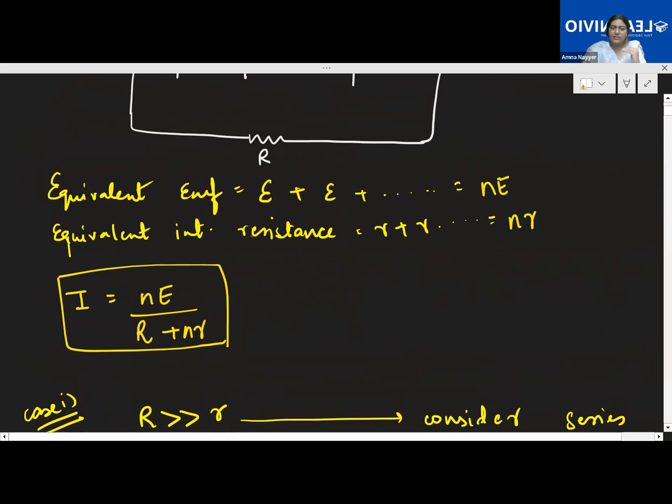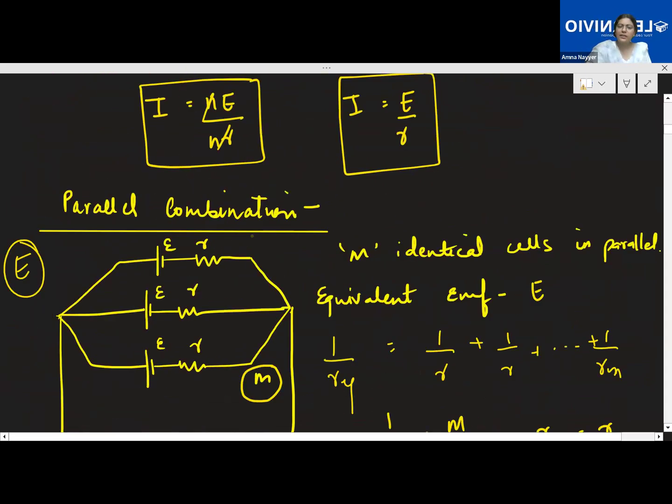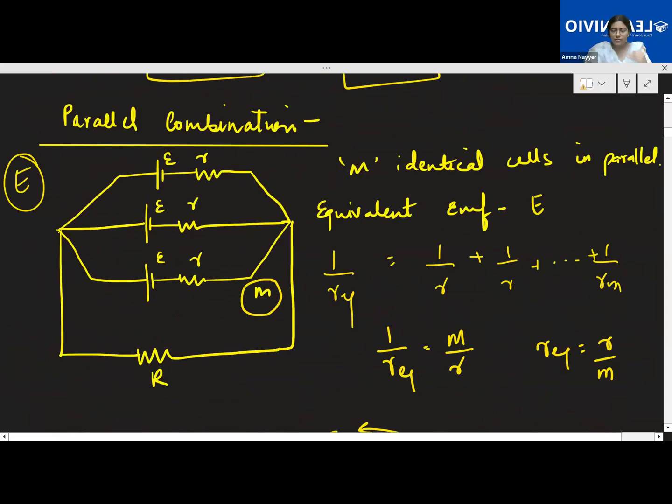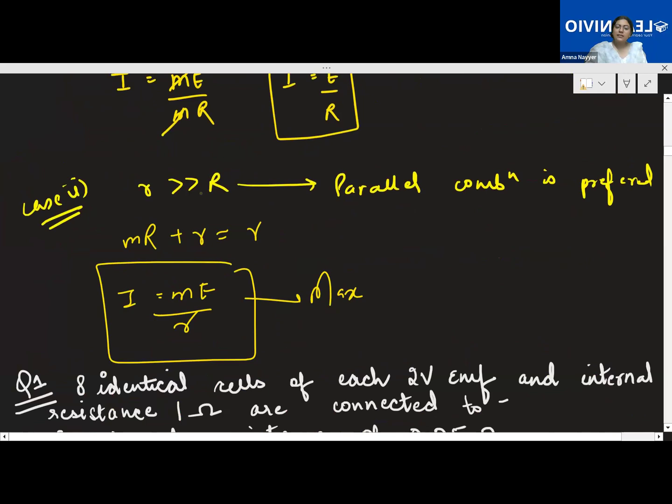Here also the number of cells in parallel, but just to differentiate between series and parallel, here we took N and here we are taking this as M. It means the number of cells that are connected in parallel. And if small r is greater, this will be equal to ME by r.